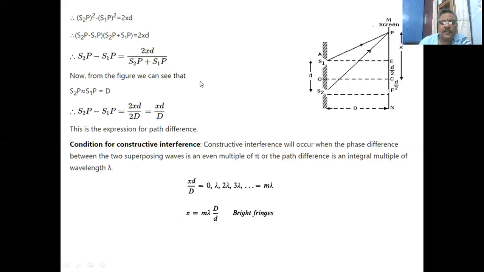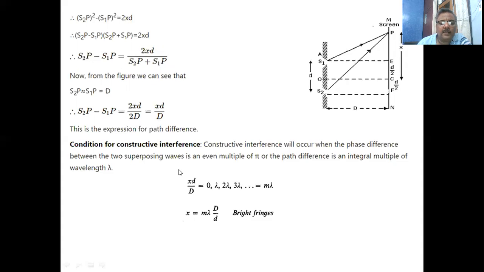Now, since the distances are very small as compared to this, we can take them to be equal to D. We can also approximate S2P to be equal to D, and S1P is also equal to D. We substitute it here, so this denominator becomes 2D. 2 cancels out, so it reduces to xd upon capital D. This is the path difference.